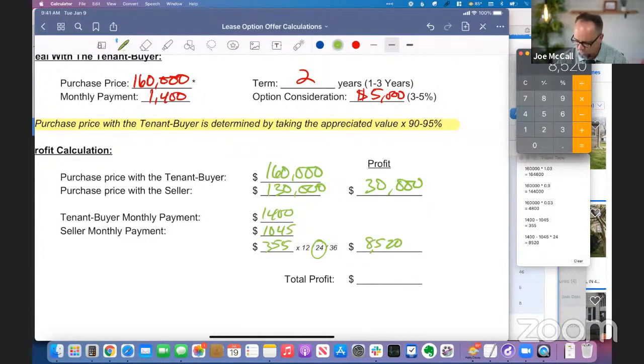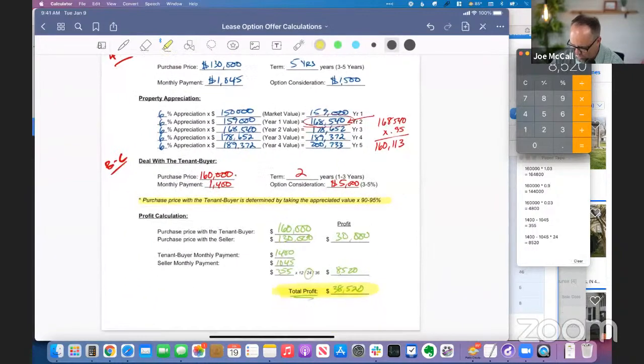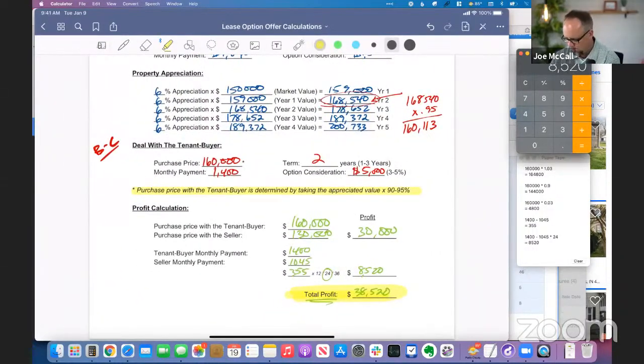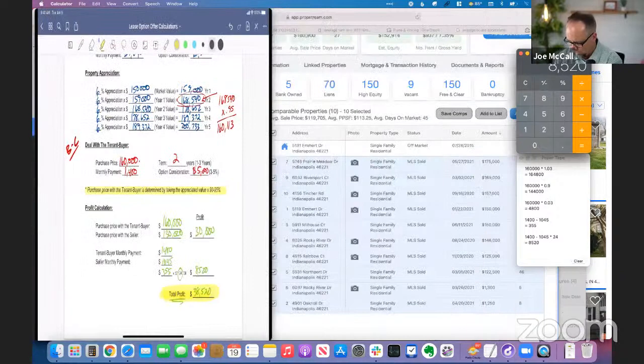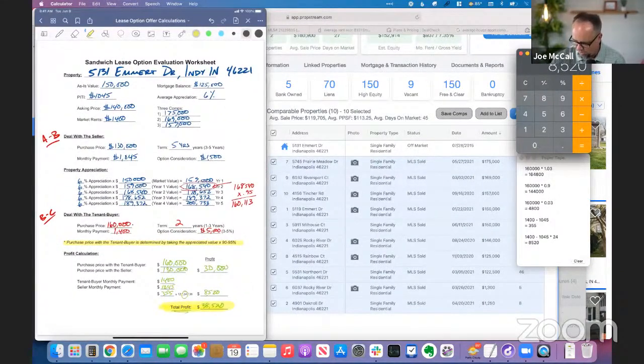Okay. So what's my total profit on this baby? $38,520. Is that exciting? Is that exciting or what? That's exciting. Just say yes. That's real exciting, Joe. Thank you so much for sharing that.